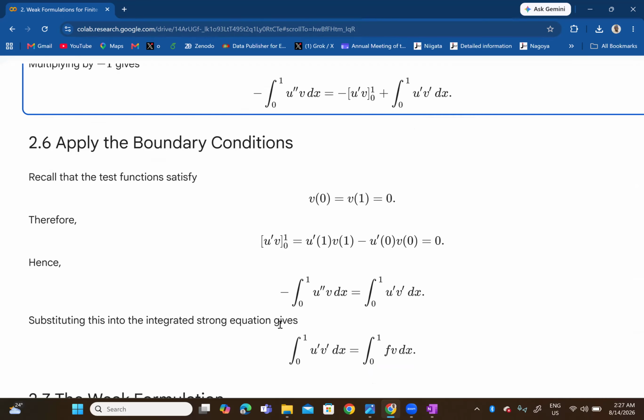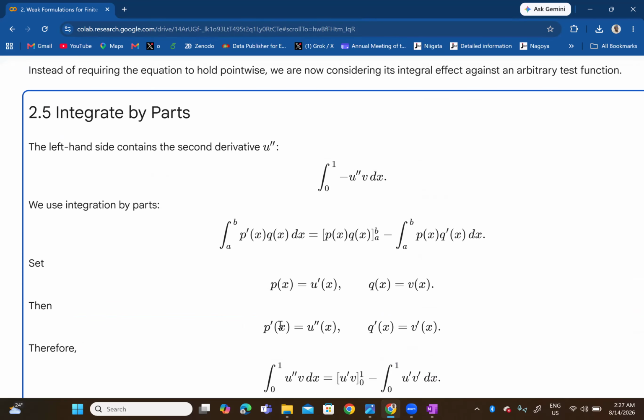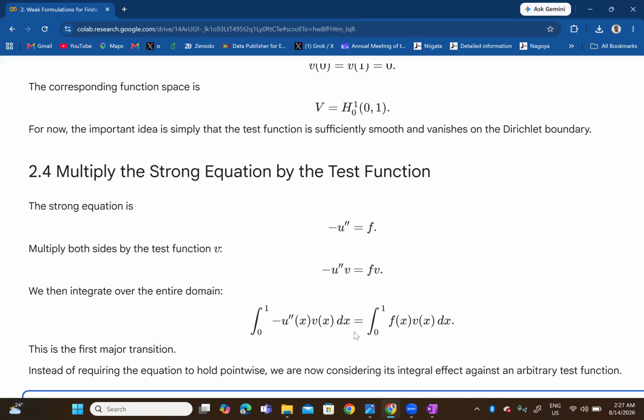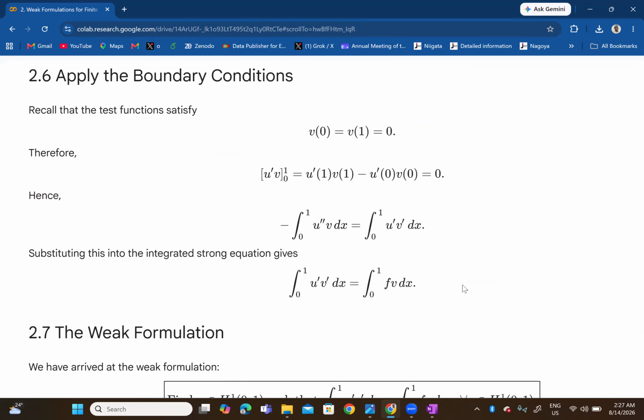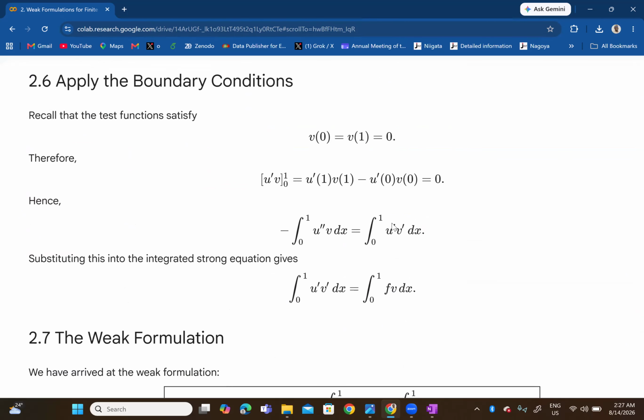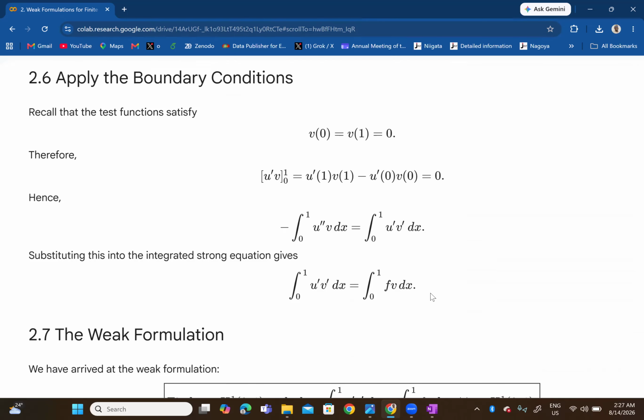So if you substitute into the integrated strong equation, if you still remember, that minus of u prime prime v dx is the same thing as f v dx. So as a result of that, we can then have this expression here. Since these two are the same, we can say integral from 0 to 1 of u prime v prime dx is equal to integral from 0 to 1 of f v dx.